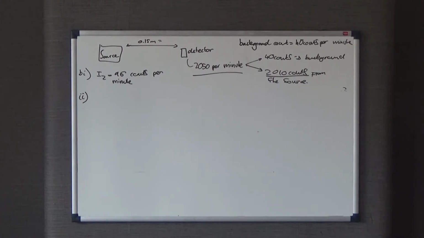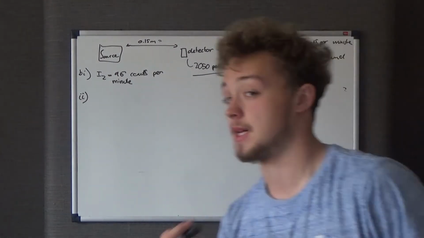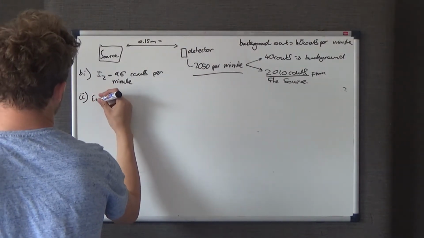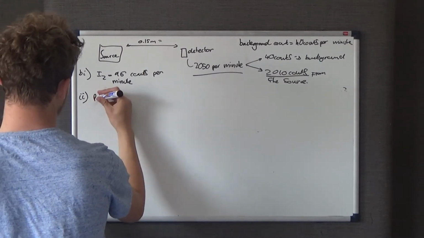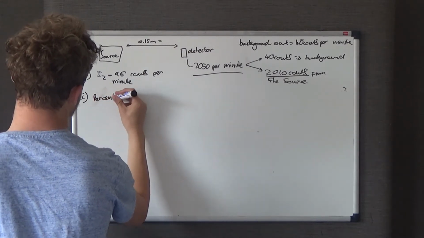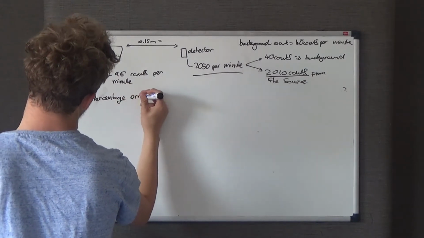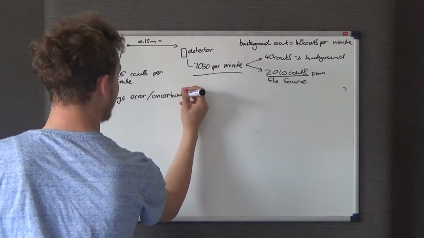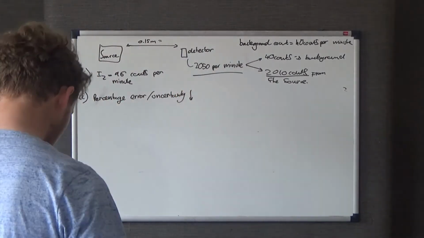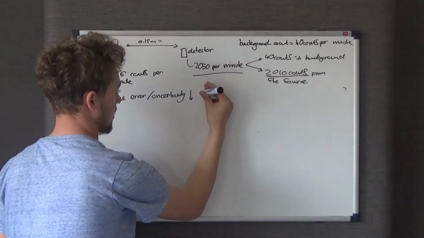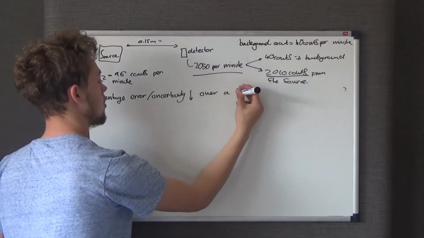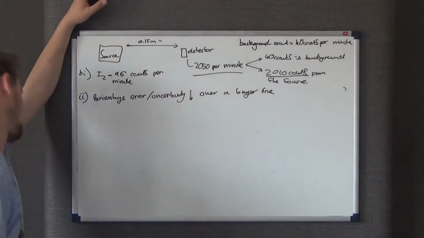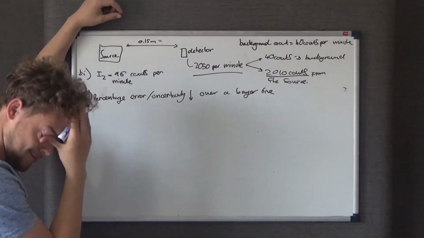Another way of looking at it, to get into this idea of percentage errors, I'll just write it here as error. And so I'll just write down the answer as percentage error reduced slash uncertainty over a longer time period. Okay. What was I going to say?